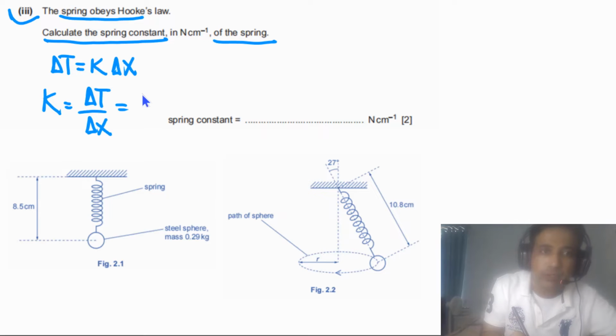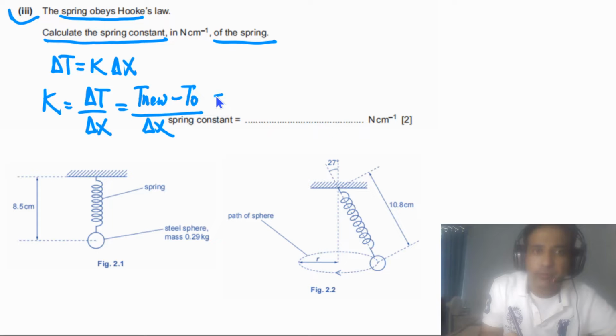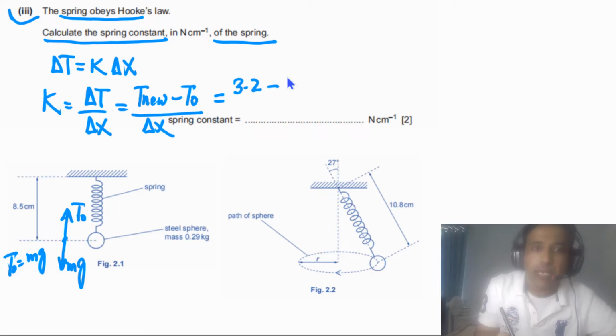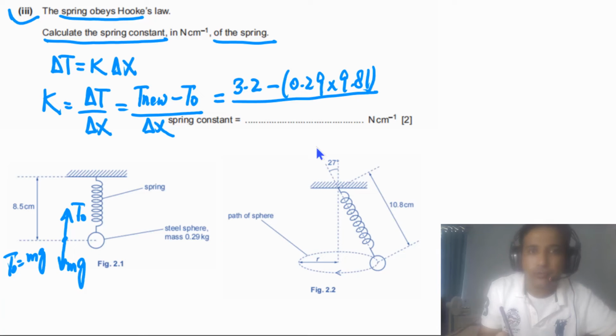And delta T has to be equal to the new value of T minus the initial value of T, divided by delta X. So from here simply we can write down T new. We have the new value of T that was equal to 3.2 newtons, and the initial value of T, if you look at this figure, is equal to mg. So this one is T naught, and T naught is equal to mg, the mass of the sphere times g, and the mass of the sphere is 0.29 multiplied by 9.81. And the new value of the spring length is 10.8, and the initial value of L for the spring is 8.5, and the unit of this one is centimeters.